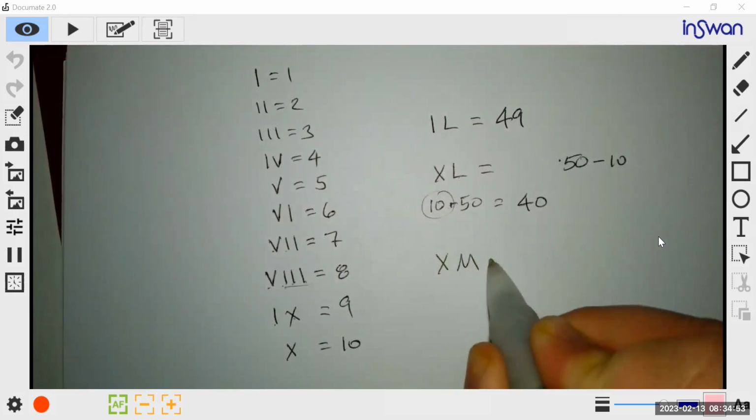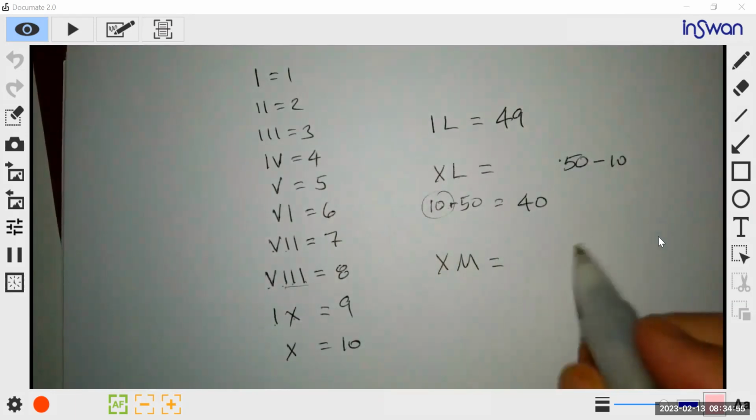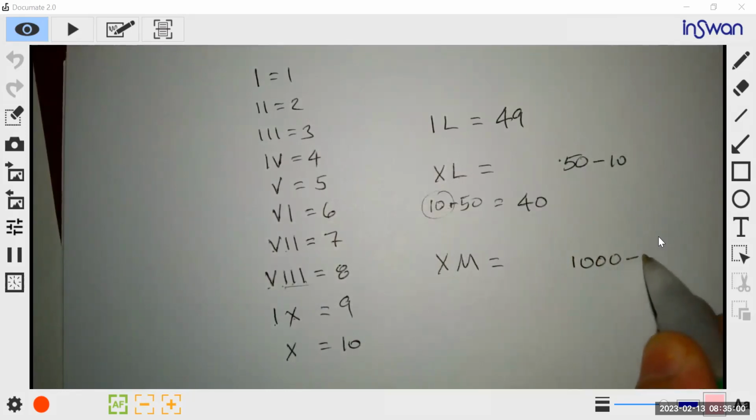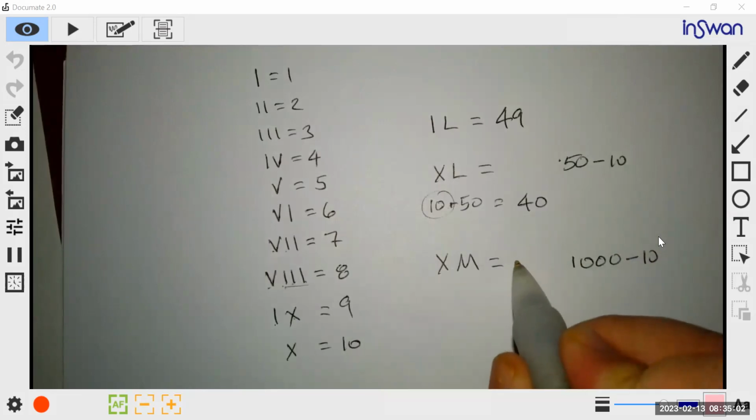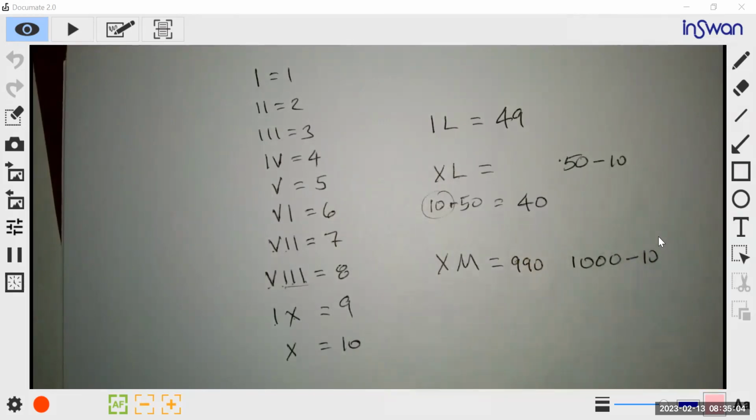XM. That's going to be M is 1,000. X is 10. So this is 990.